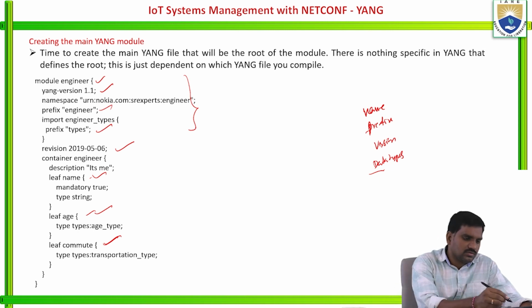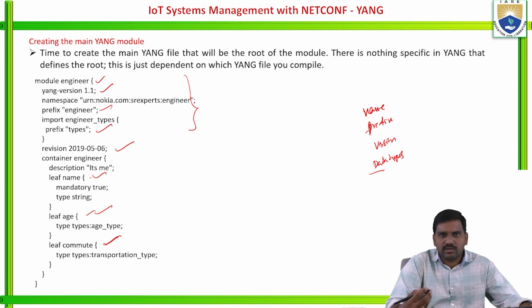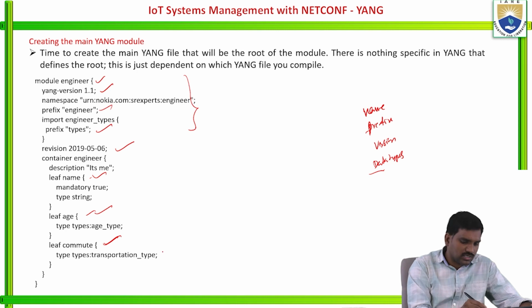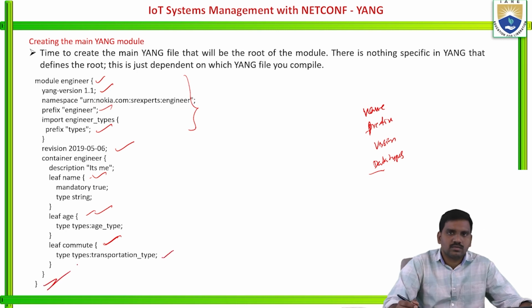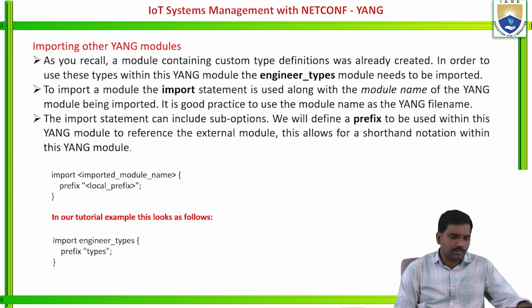Start with module engineer name. Any module consists of a name. After that the prefix, after that the version, after that the date, after that the data type. So the last one is the transportation type. Close the brackets. So this is how to create the main YANG module with the help of this company name.